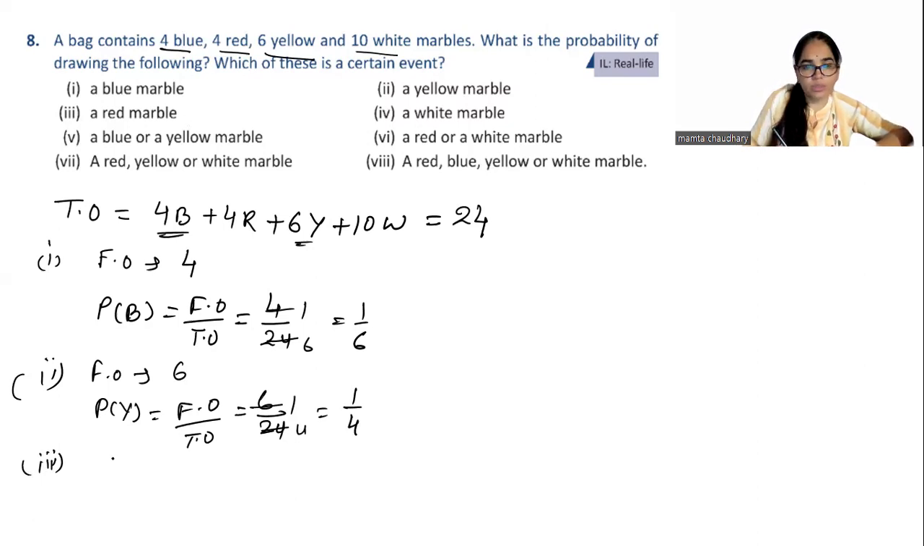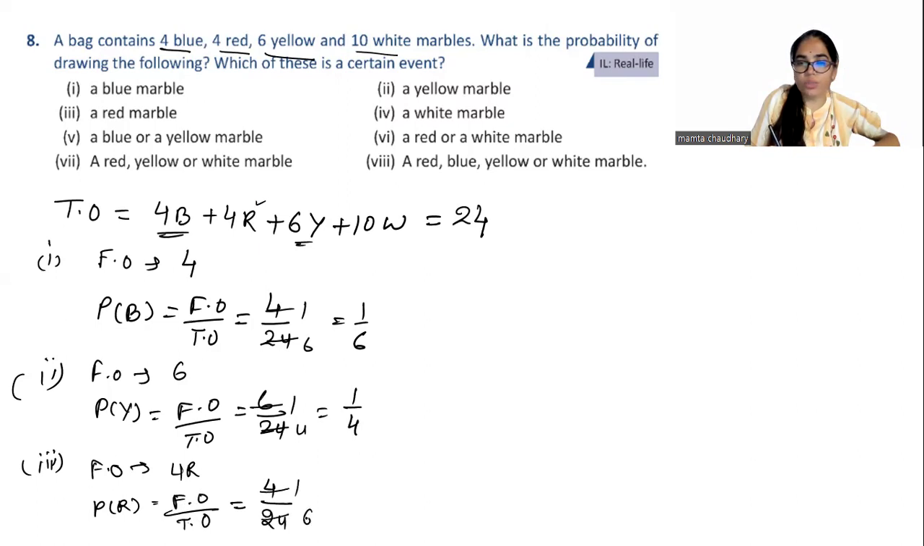Now third one, a red marble. Favorable outcome for a red marble: there are 4 red marbles. So probability of getting a red marble is favorable outcome upon total outcome. Favorable outcome is 4 and total outcome is 24. So 4 1s are 4, 4 6s are 24, 1 by 6.